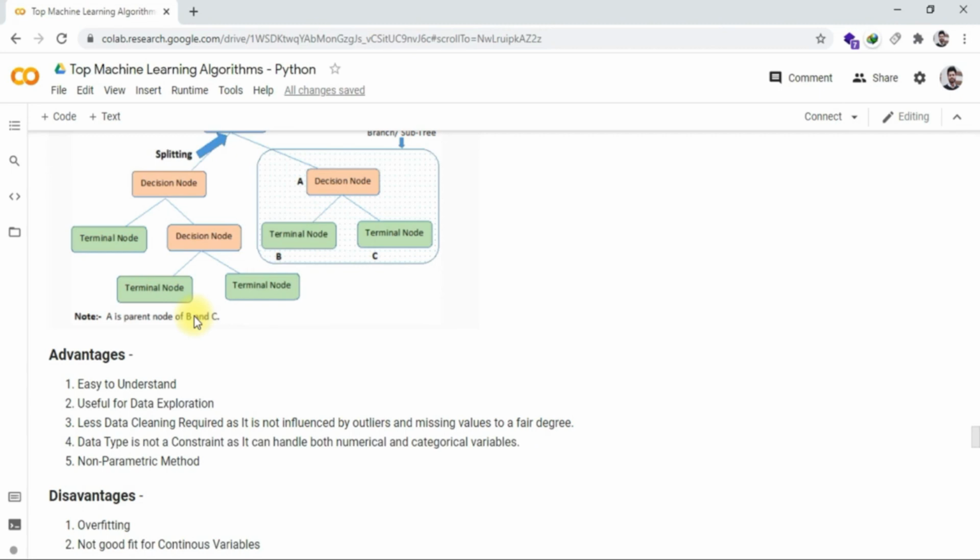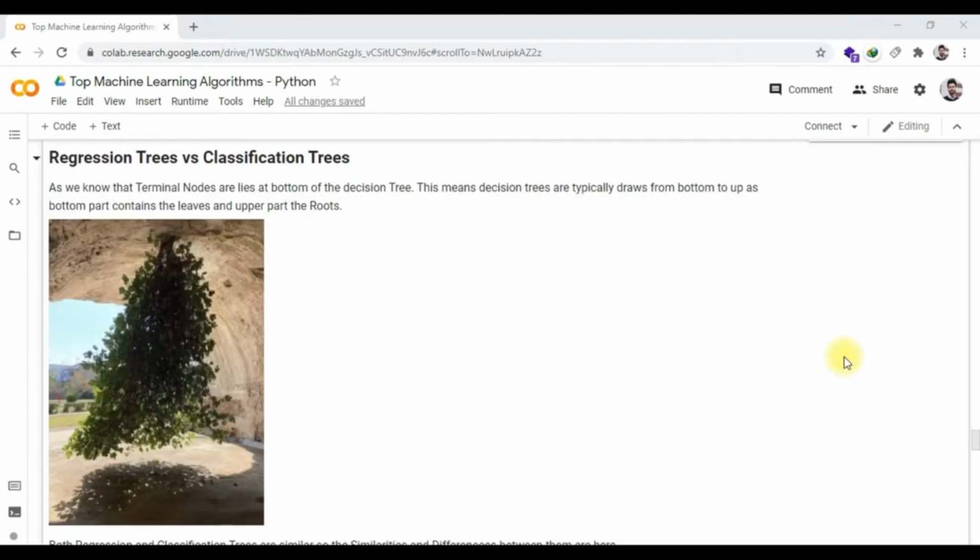So that's all in this video. In our next video I will tell you about the difference between regression and classification trees of decision trees, and this is the next part in the decision trees algorithms series.